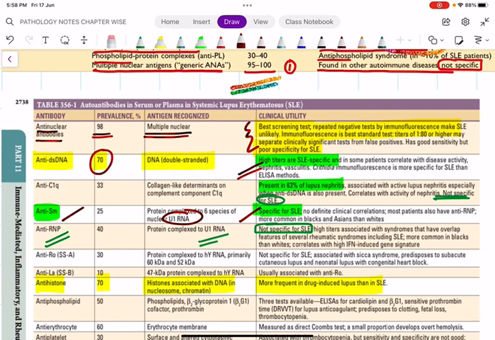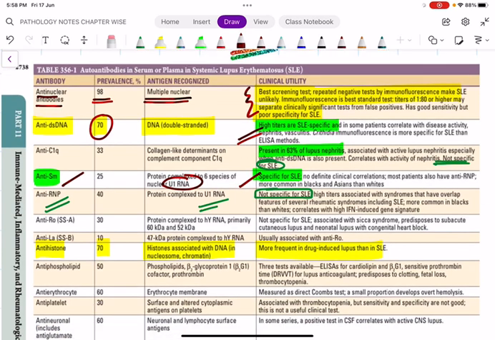Then next is antihistones. And remember, antihistones is more frequent in drug-induced lupus. Okay, we have discoid lupus, drug-induced lupus. Out of that, in drug-induced lupus, if they ask which antibodies are more specific, that is antihistone.